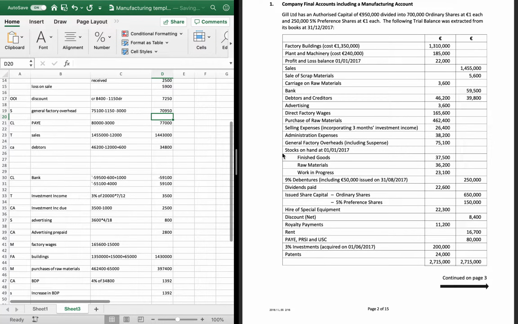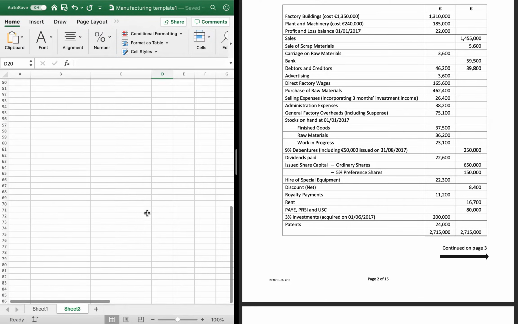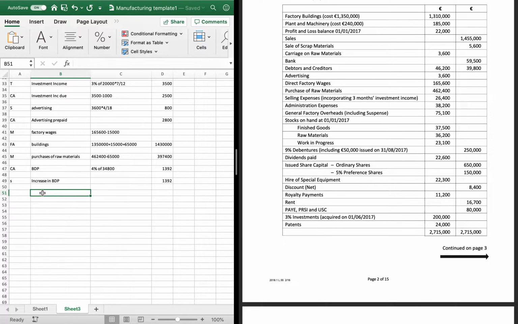But what it does do, now I wouldn't have seen this till I got to putting the stuff in. It says selling expenses incorporate 3 months investment income. So we need to take those 3 months of investment income out by adding it back on, because selling expenses is a debit, investment income is a credit. So it's a combination of a credit and a debit. When they've come together, it's actually reduced our selling expenses.